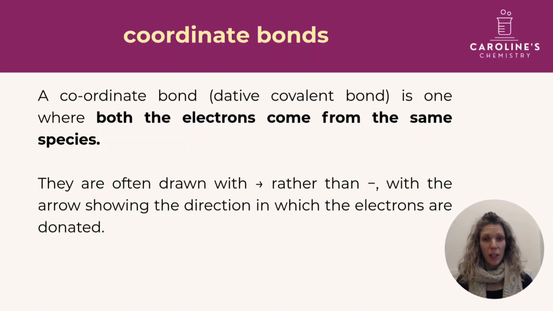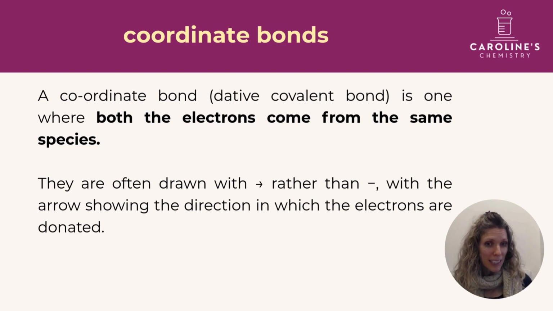So let's start with what a coordinate bond is. Well, there's actually two names for them. You can call them a coordinate bond or you could call them a dative covalent bond. It means exactly the same thing. Now, in a normal covalent bond, each atom donates one electron to that covalent bond. However, with a coordinate bond or a dative covalent bond, both of those electrons in the shared pair of electrons come from the same species. So one thing, atom, ion, etc., is donating both of those electrons to then be shared in the covalent bond.